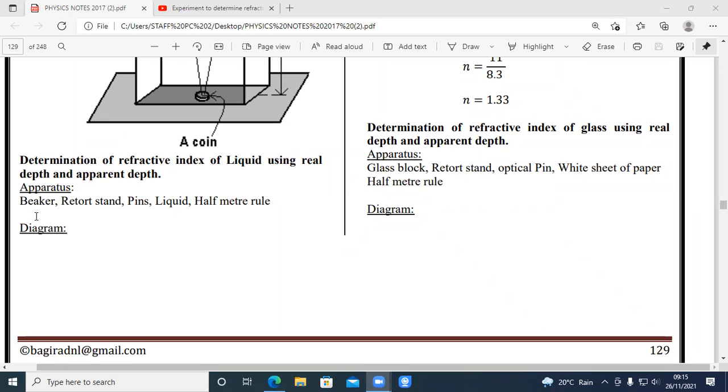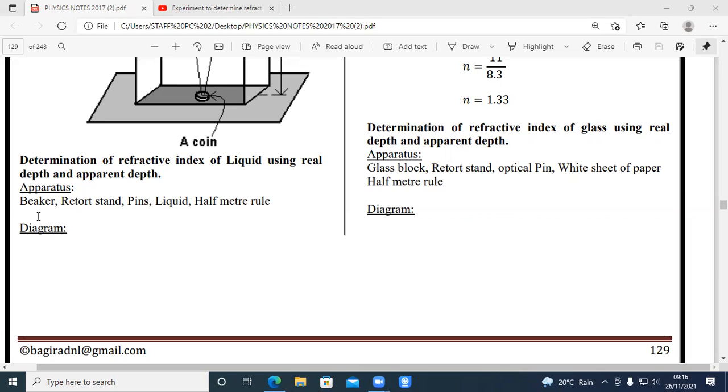So now what do we need in this experiment? We need a beaker, and it must be a transparent beaker. Why transparent? So that the reading can be seen clearly, because here we are dealing with measurements. We are measuring heights, or we are measuring depths. You should know the difference between height and depth. Height you measure from the ground, from down to up, but depth you measure from up to down. That is the depth.